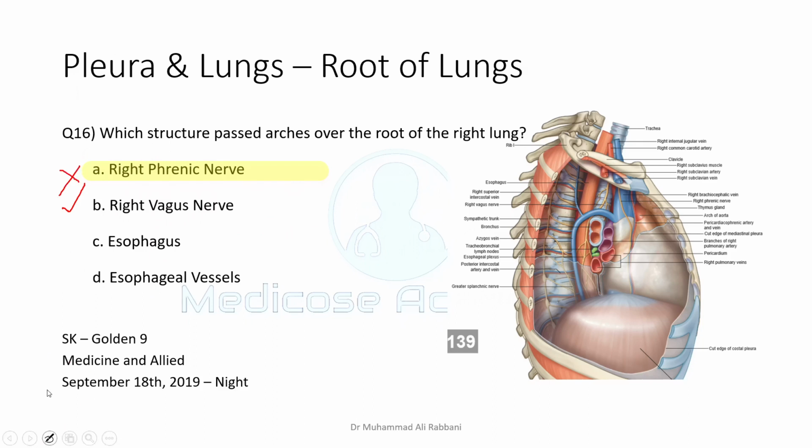If you have any good reference and if you have any other argument, please do mention in the comments below. So otherwise, you should know that anterior relation is mostly the phrenic, posterior relation is of the vagus, superior relation is of the azygous vein, and inferior relation is of the pulmonary ligament.